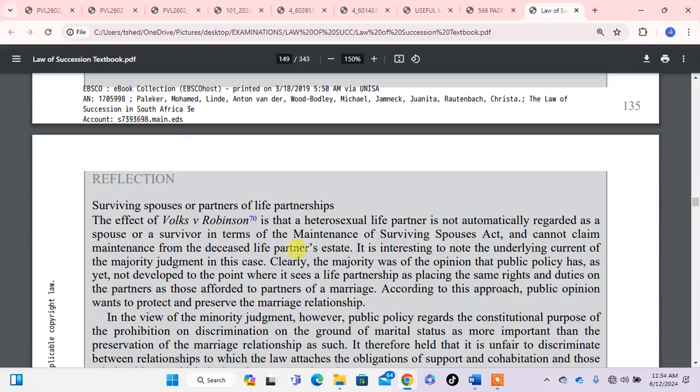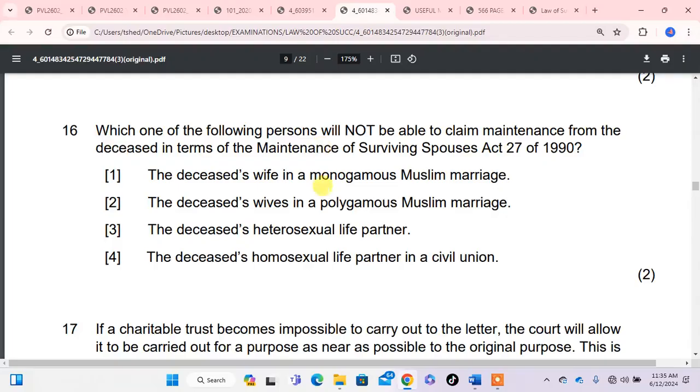We all know about the effect of the case of Volks versus Robinson: a heterosexual life partner is not automatically regarded as a spouse or survivor in terms of the Maintenance of Surviving Spouses Act, and cannot claim maintenance from the deceased life partner's estate. Go and read this case of Volks versus Robinson in order to understand. Therefore, we'll come here and say that the deceased of a heterosexual life partners.